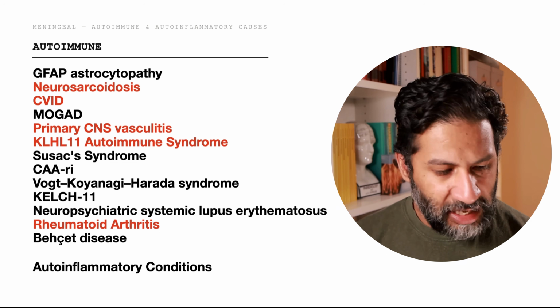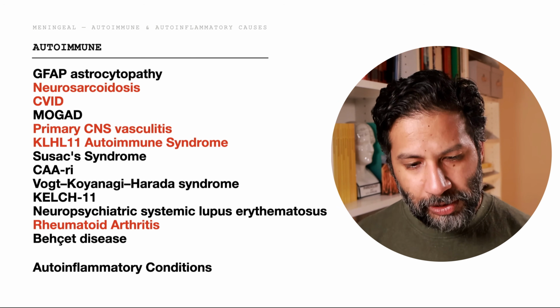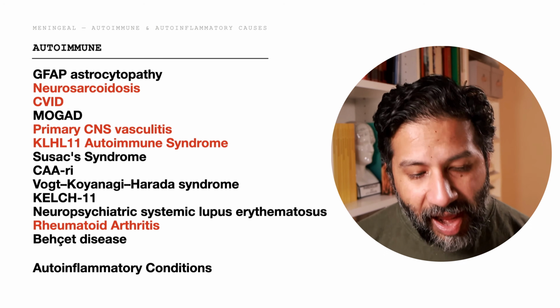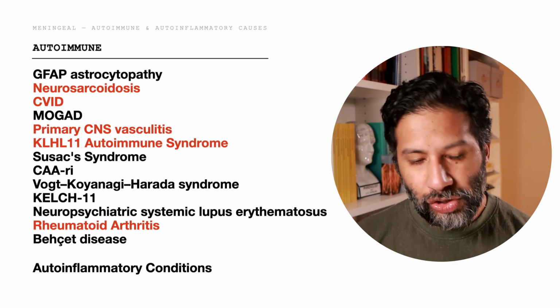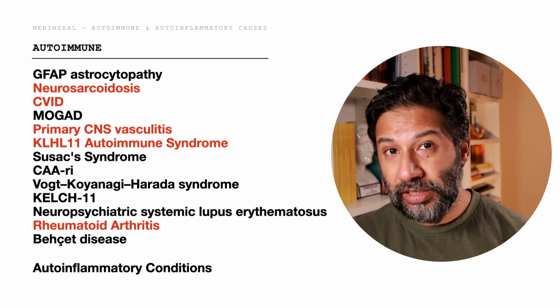We think it's an antibody against melanocytes, and it's a very rare condition. It generally happens to people who have pigment. For some reason, KELCH11 has turned up twice there. And then we think about the rheumatological conditions. So lupus, rheumatoid arthritis, they can present in this manner, and then Behçet's disease as well.